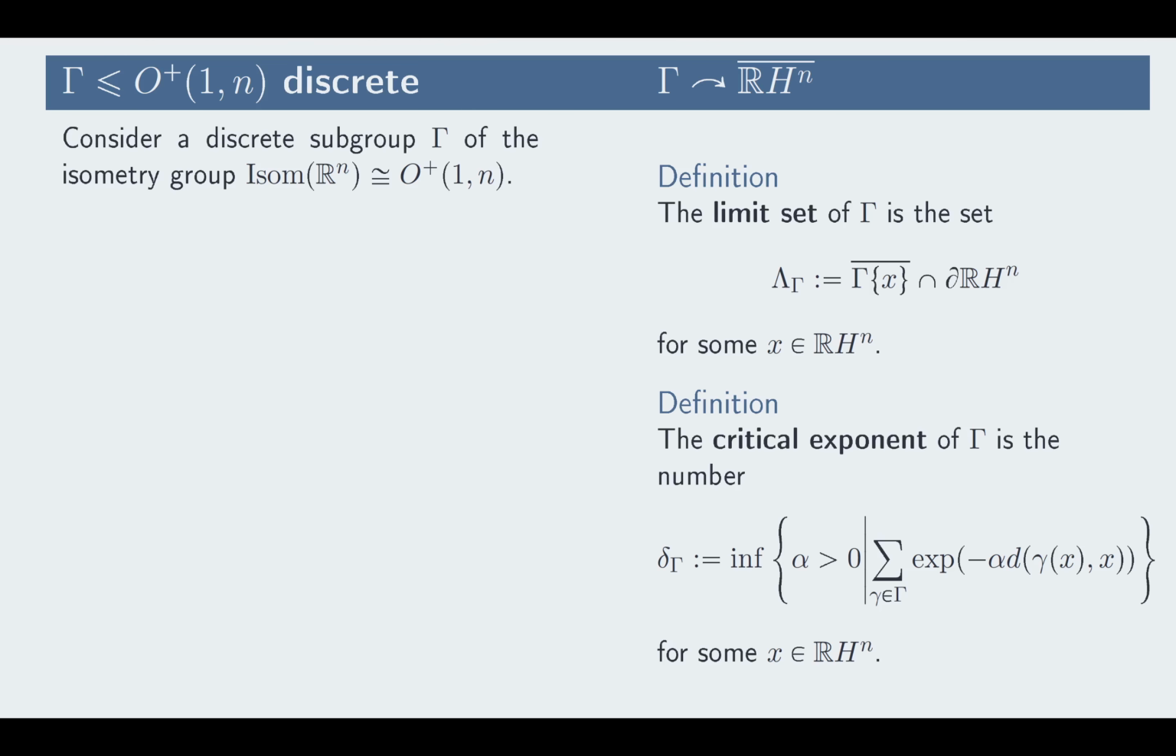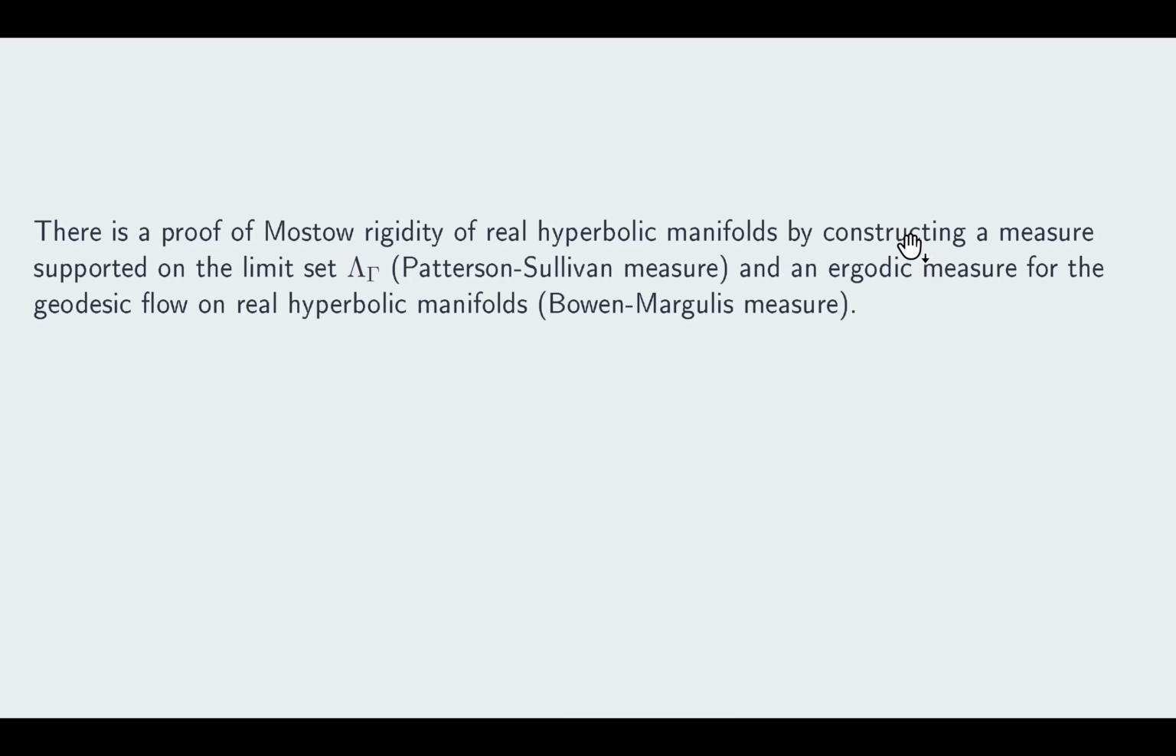These objects, the limit set, will give me more information about how gamma acts on the interior of the space. For example, I would know if gamma is co-compact, or if the quotient is of finite volume or not, if I study the exponent or the limit sets. They will have information about that.